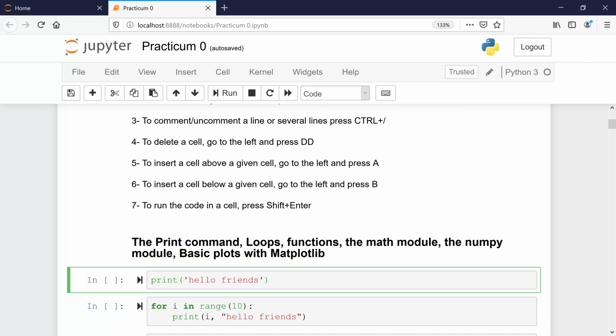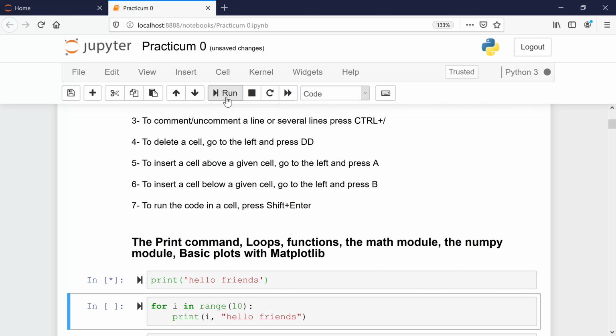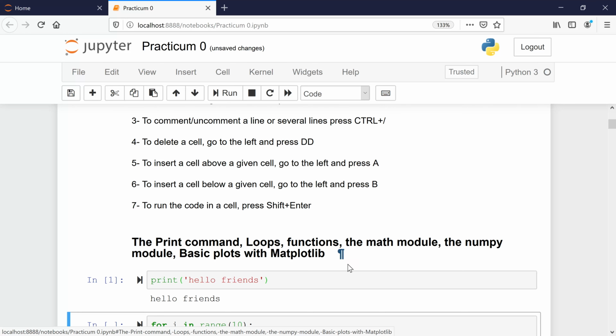Now, this is actually Python 3.6. The syntax for Python 2.7 was a little bit different. It didn't need parentheses, okay? But now we shall use Python 3.6 or 3.7, I think now. So if you want to run this cell, you have two options. Either you can click the run button here, or you just type Shift Enter, okay? So as expected, it works.